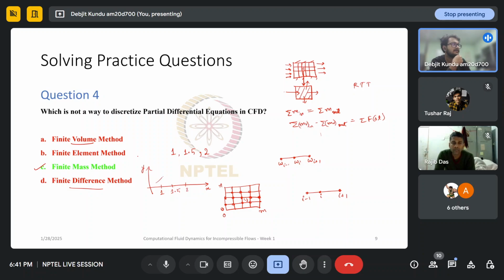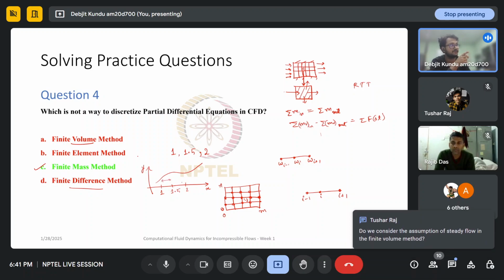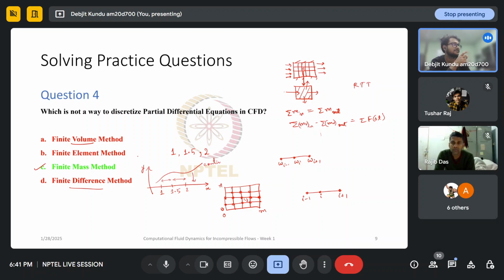Whereas I can have a continuous line like this as well, which follows all real numbers in between 1 and 1.5, all real numbers between 1.5 and 2. So making a continuous function into discrete numbers is what discretization is in general. Now, what finite difference does is it breaks up gradients and things like that into these discrete points.